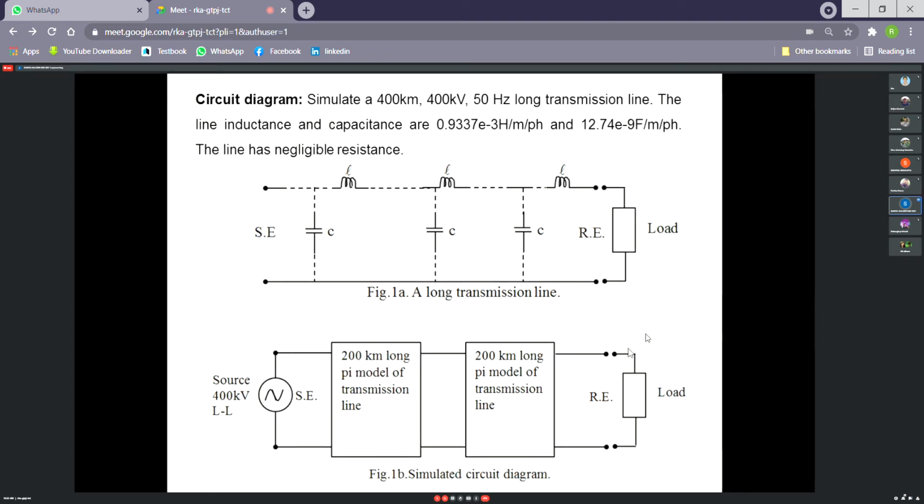Then we have to connect the load as per our objective to perform the experiment. So this load one time will be ZC, another time will be SIL, another time will be some other thing. So in that way, we shall proceed.